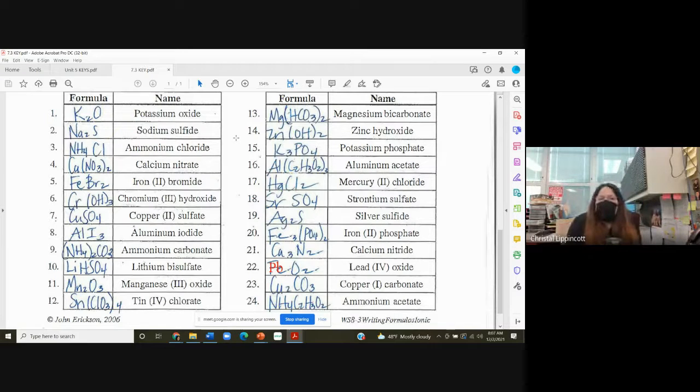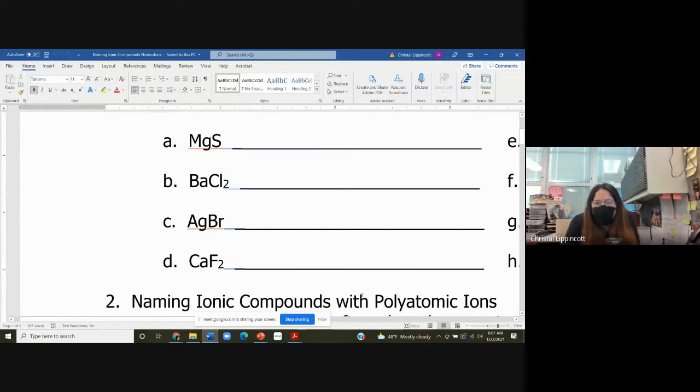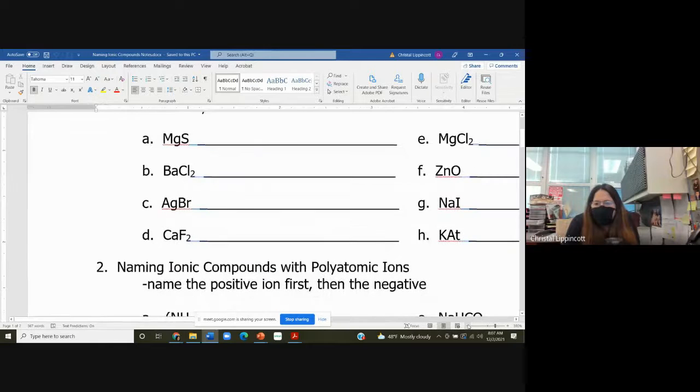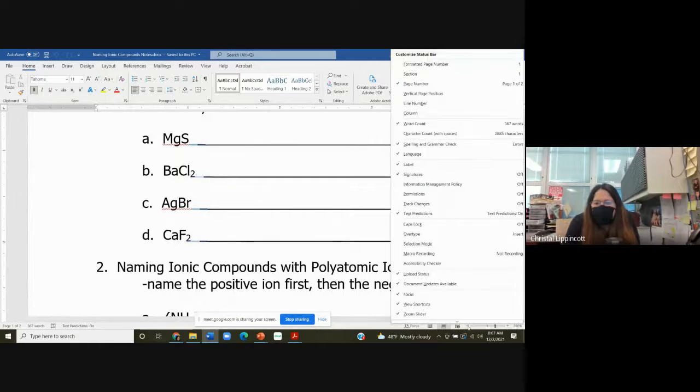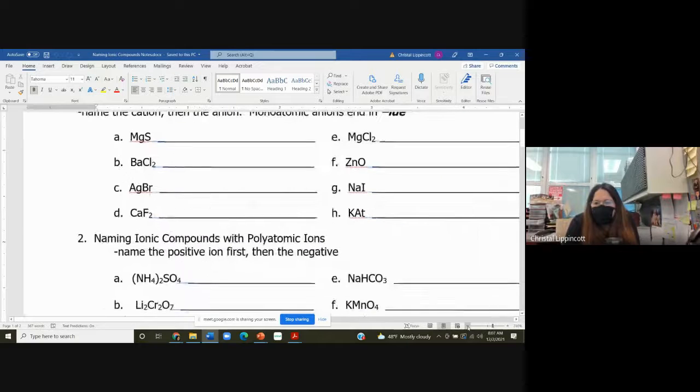All right, you good with this? You ready to move on from the answer key? Okay, so I want you to flip over to the sheet that looks like this. I will make that smaller so you can actually see what it looks like.